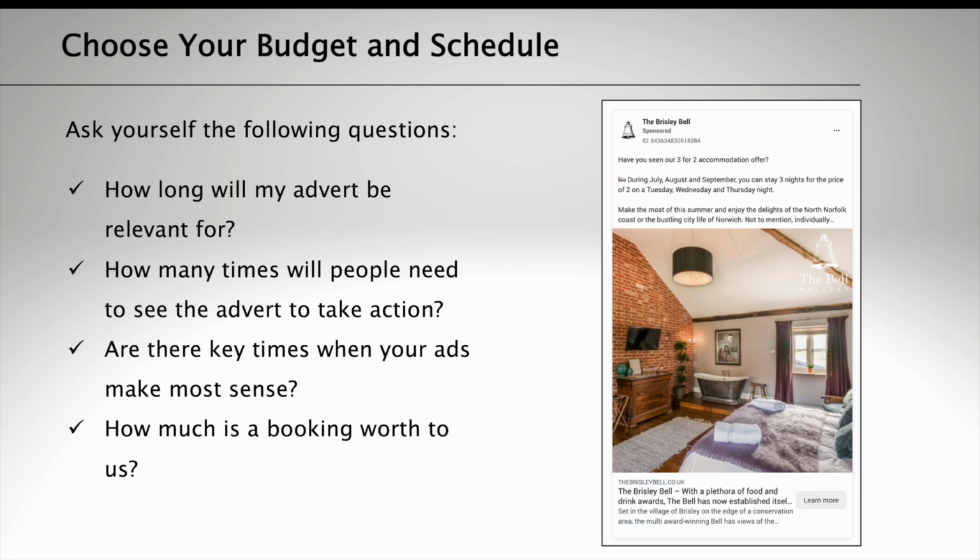How many times will people need to see the advert to take action? Obviously, the higher the cost involved to a customer, the more times they're going to need to see it. So something like a room booking or a 3-course meal might take a little bit more convincing than, say, a pub quiz night or maybe even just a lunchtime offer. Are there key times when your ads make most sense? So do people want to see adverts about your gin tasting evening at 9 o'clock on a Monday morning? Probably not. So you could use a schedule here to make sure that your ads are only hitting people when they're most likely to click on them.